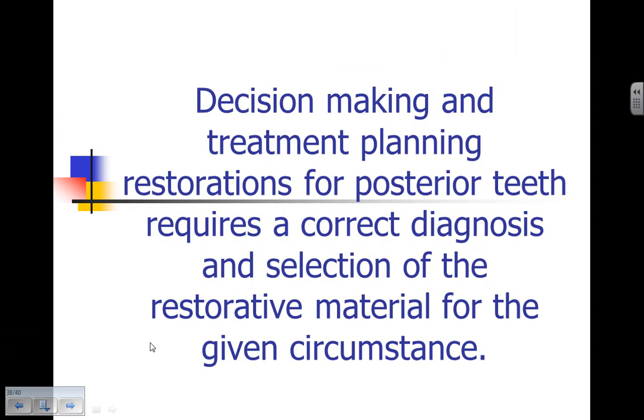When we're making the decision for treatment planning restorations for posterior teeth, we need to start with a correct diagnosis. From that diagnosis, we can take many different types of interventions. For direct placement of a restorative material, it might be composite, might be amalgam, might be a flowable composite, might be a sealant. Choosing the restorative material that's appropriate for the given circumstance and for the appropriate condition.